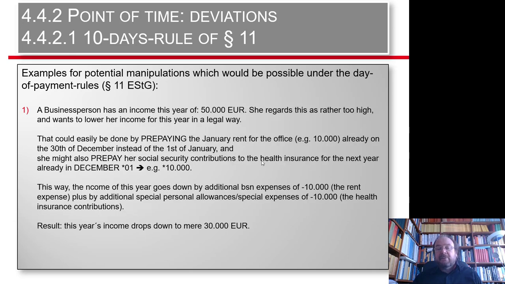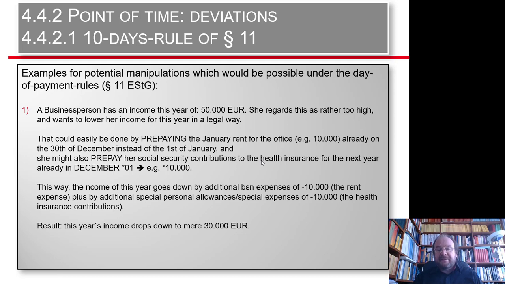Or maybe a business person has an income of 50,000. She regards this as rather too high and wants to lower her income for this year in a legal way, as far as it is possible. So she prepays the January rent for the office rooms, 10,000, already on the 30th of December. They would have been due on the 1st of January. So only 1 day difference, but considerable tax effect.